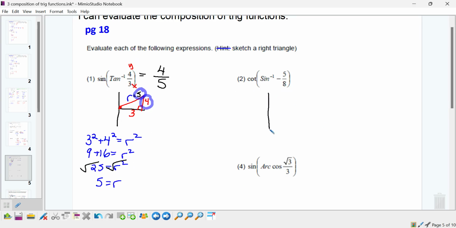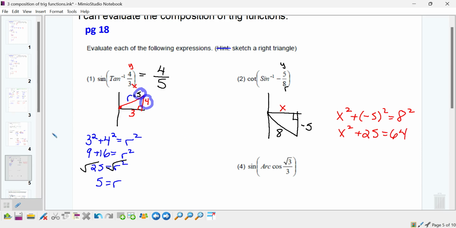All right, let's try number 2. Draw a sine inverse, because that's restricted, y over r. R is never, ever, ever negative, so I know that the y segment is the negative value, so I label -5. Now I have to find the x, so x squared plus y squared equals r squared. So x is the square root of 39.